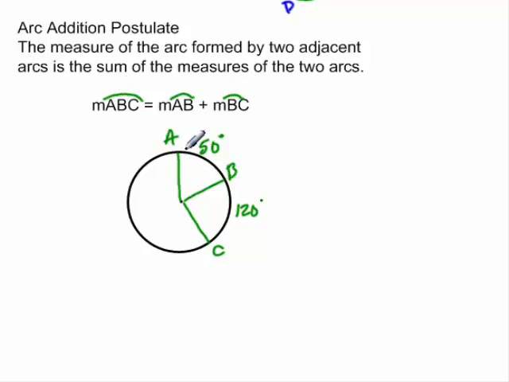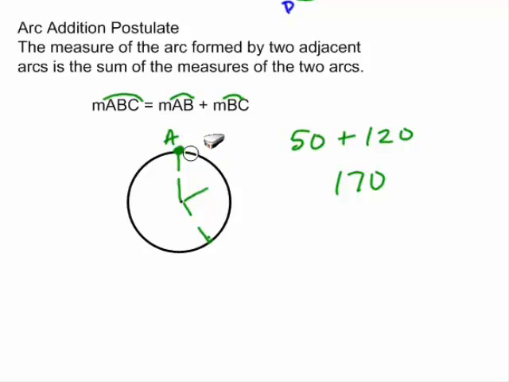Well, the measure of arc ABC, rather, would be 50 plus 120. So the measure of arc ABC is 170. Now, three letters are used here just to show the difference. We know that a major arc gives us the three letters. So let's work another example of that.